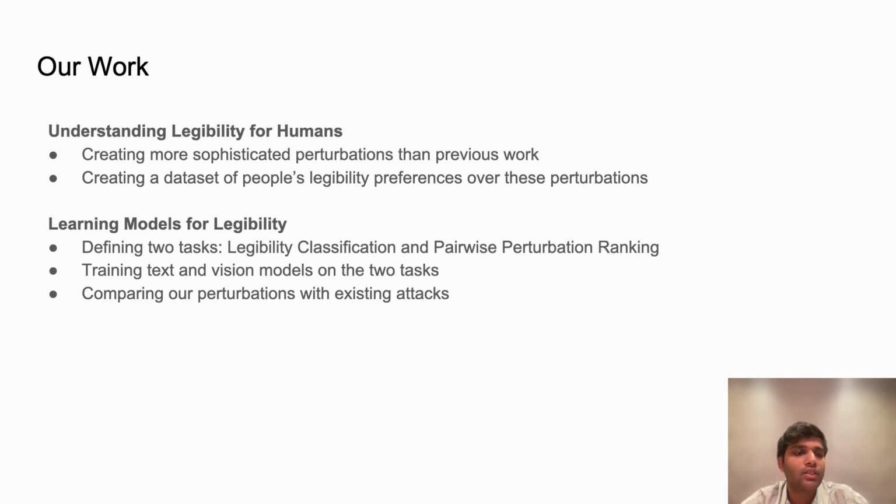Now, second is learning models for legibility. So we define two tasks. The first is legibility classification, and the second is pairwise ranking of perturbations. And we'll get into both of these tasks later. Then we train text and vision models on these two tasks, and then compare our perturbations combined with our legibility classification models, and try to compare this holistic attack with existing attacks.